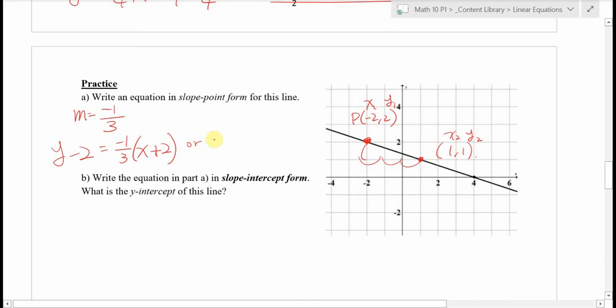Or, using the other point, y minus 1 equals the slope times x minus x2, which is also 1.